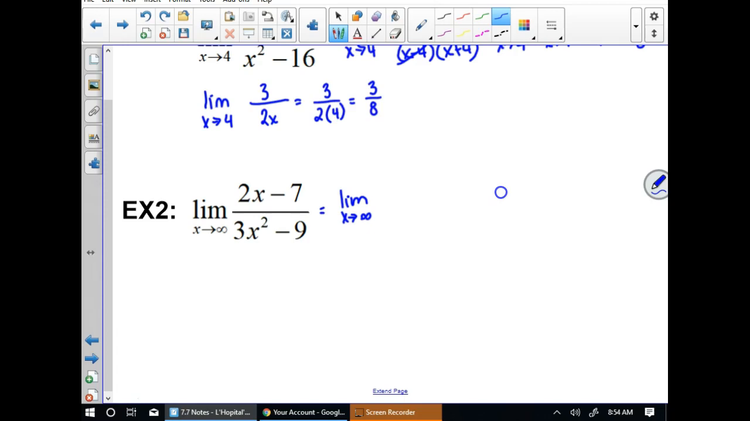But let's say that something's not clicking with us and we don't really get it. We'd have 2 over 6x, which gives us 2 over 6 times infinity. 2 over an infinitely large number is just going to be 0.